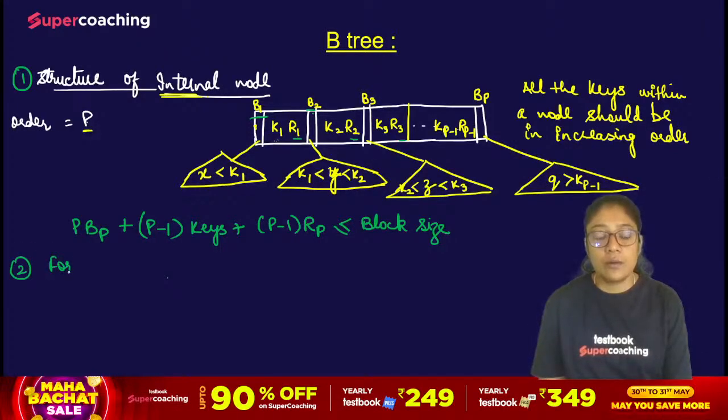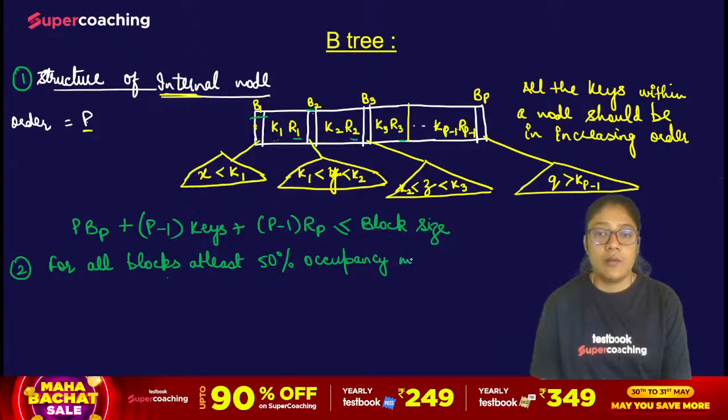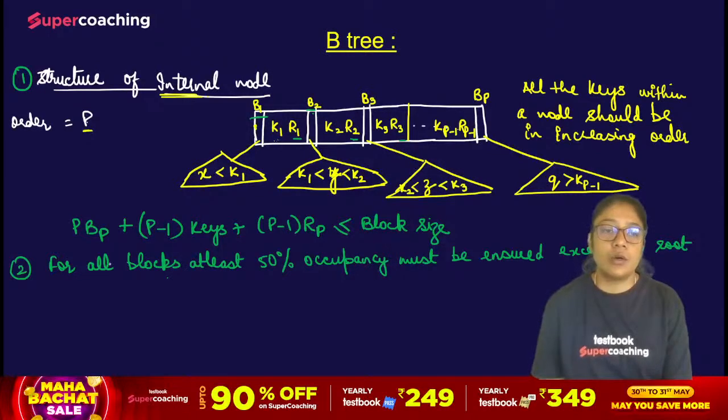For all blocks, at least 50% occupancy must be ensured, except for the root node, or you can say the root level. At root level there is only one node, so there is an exception for that node.